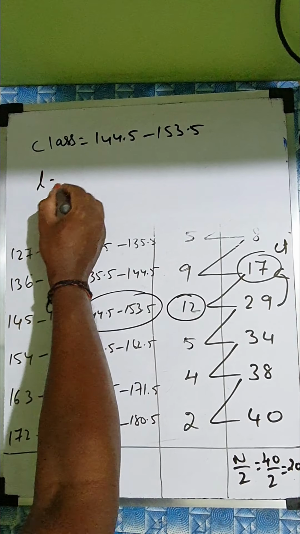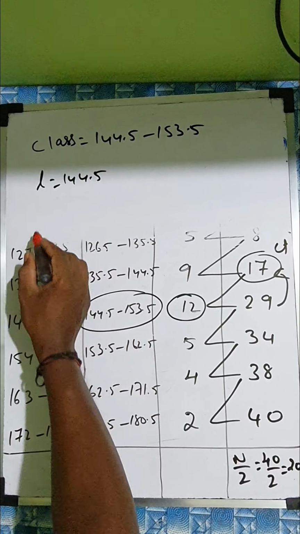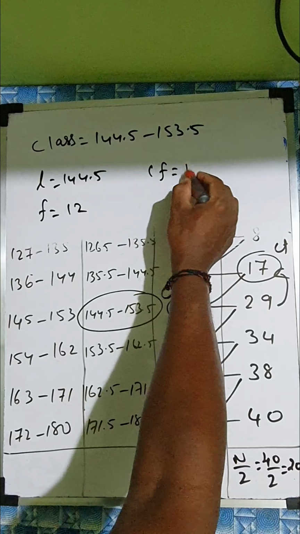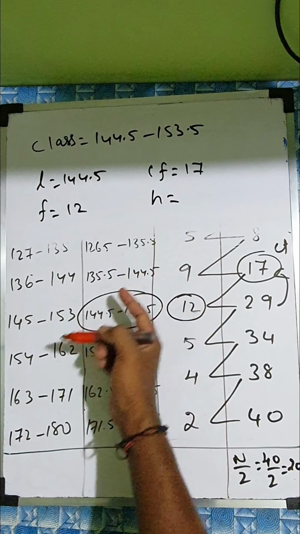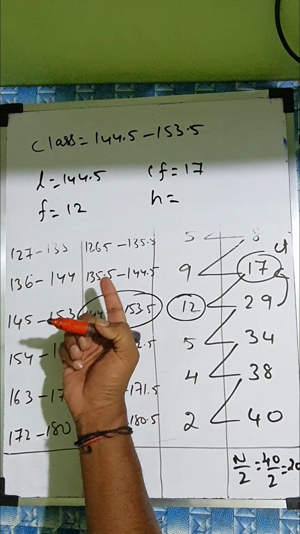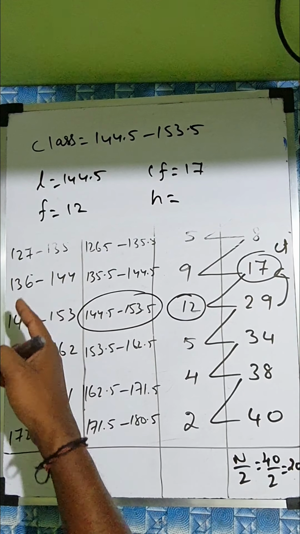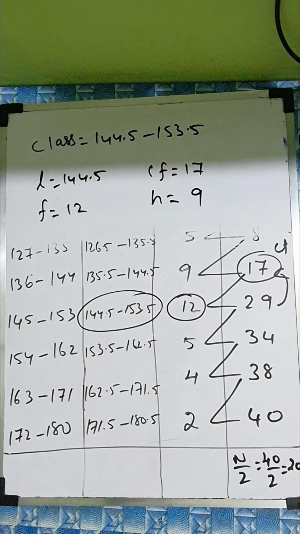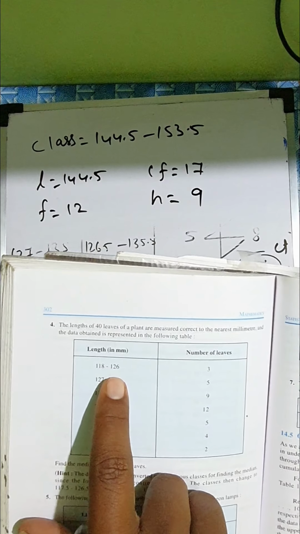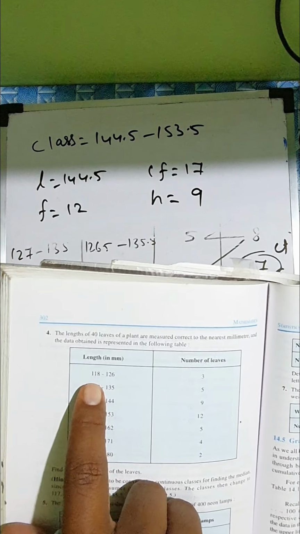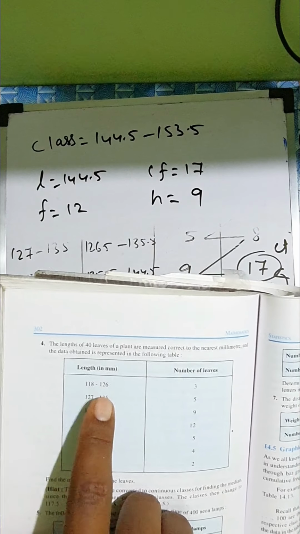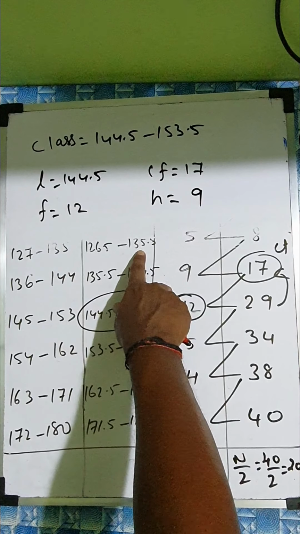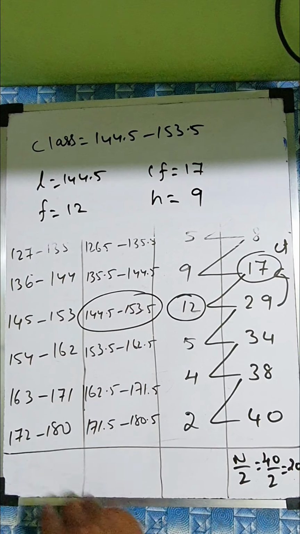And therefore L is 144.5, frequency is 12, CF is 17, and H, I told you already, subtract. 126 minus 117, so if you subtract, it will come to 9. You should not take it from the question here. If you take 126.1 minus 118, only 8 will come. So we are not taking this one; we are making it continuous first. Now you can see 35 minus 26 will come 9.